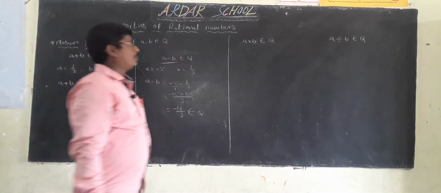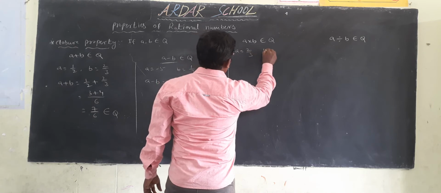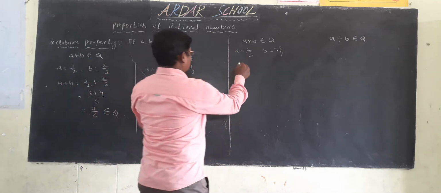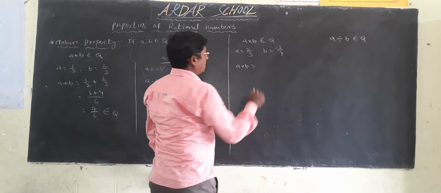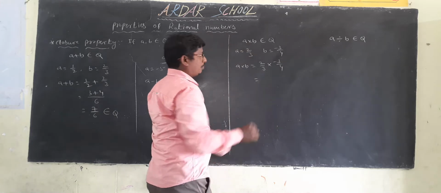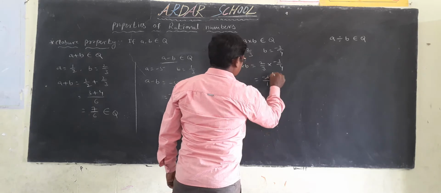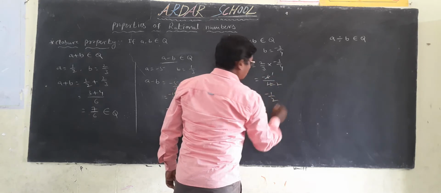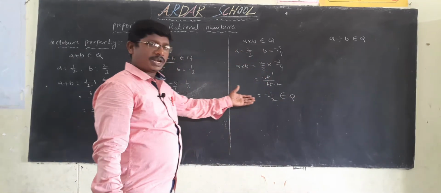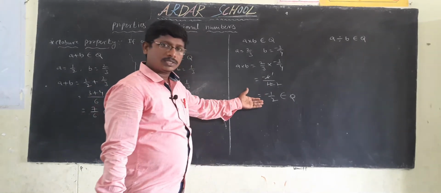Now we go to multiplication. Take another example. a is equal to 2 by 3, b is equal to minus 3 by 4. a into b is equal to 2 by 3 times minus 3 by 4. Multiply these two: 2 into minus 3 is minus 6, 3 fours are 12. So 6 ones are 6, 6 twos are 12, that is equal to minus 1 by 2. Minus 1 by 2 belongs to Q. Yes, minus 1 by 2 is a rational number. Why? Because this is in the form of p by q. Here p is minus 1, q is 2.